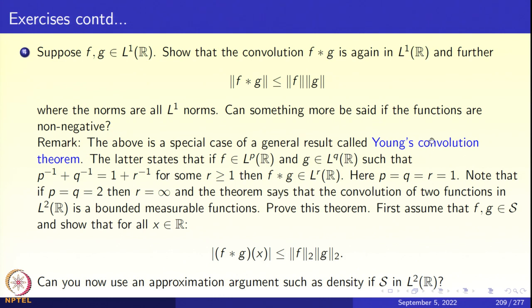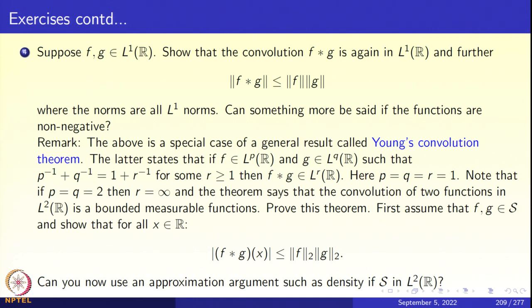That is answered by Young's convolution theorem, namely, the convolution of f and g will be in LR, where 1 upon p plus 1 upon q equals 1 plus 1 upon r. That's Young's convolution theorem. So if p is 1 and q is 1, then r equal to 1 will work. In fact, r equal to 1 is the only r that will work. And so it follows from Young's convolution theorem that if f and g are in L1, then f star g is again in L1. Here I'm asking you to prove a very special case of Young's convolution theorem directly using Fubini's theorem.